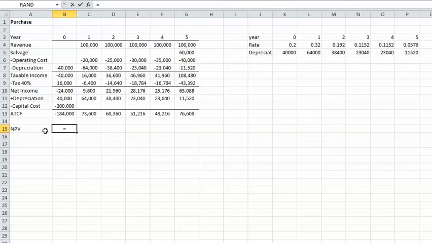Because we have a payment at the present time, we enter that manually, plus using the NPV equation and entering the 16% discount rate. And we are going to have the NPV of $20,221 for purchasing the asset.